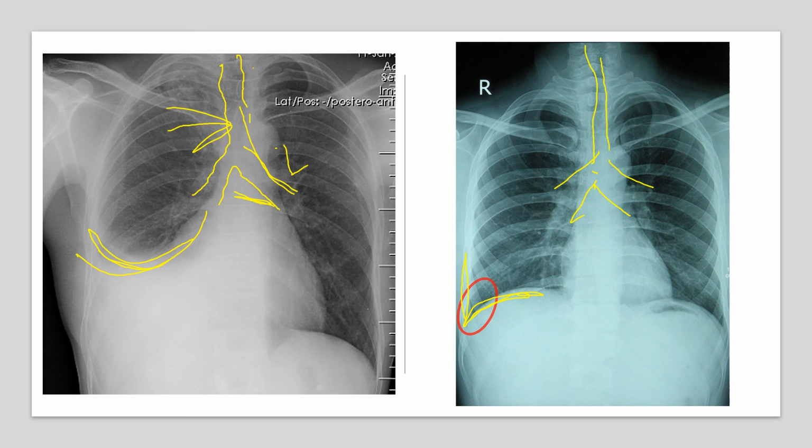Obviously it's not as big over here, but this would be a blunted CP angle that you see on your left, and on the right is the normal, where you see a normal costophrenic angle, right? You want to see this sharp angle over here. You don't want to see something flat or scooped out. That's a very, very poor sign.